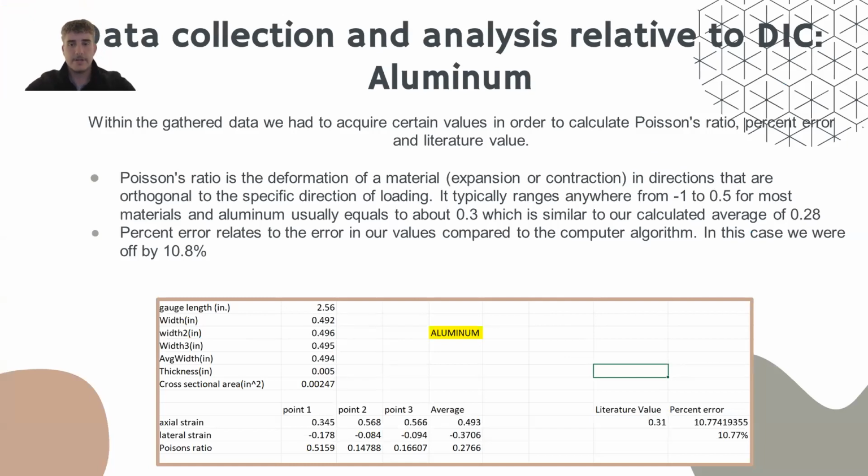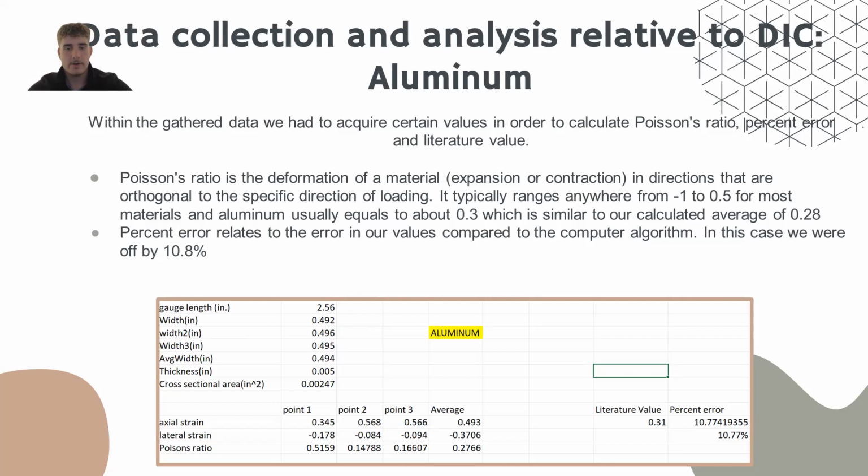All right, this is data collection and analysis relative to DIC aluminum, continued. Within the gathered data, we have to acquire certain values in order to calculate Poisson's ratio, percent error, and literature value. The Poisson's ratio is the deformation of material, expansion or contraction in directions that are orthogonal to the specific direction of loading. It typically ranges anywhere from -1 to 0.5 for most materials, and aluminum usually equals about 0.3, which is similar to our calculated average of 0.28 as viewed below.